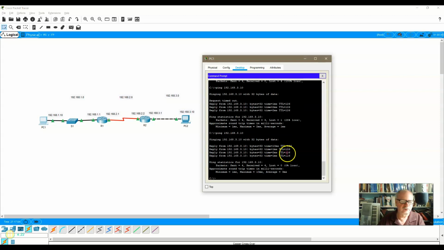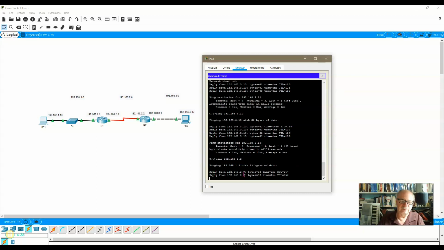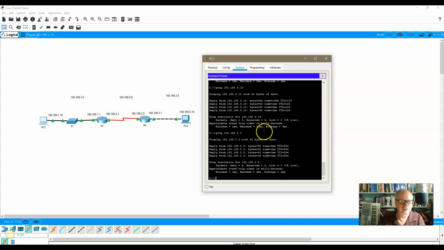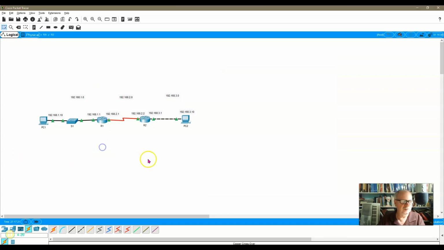Sure enough, we have 4 successful pings. We should be able to ping 2.2, which we could not do earlier. Let's try that. Ping 192.168.2.2. And there's our 4 successful pings. We now have a running network.